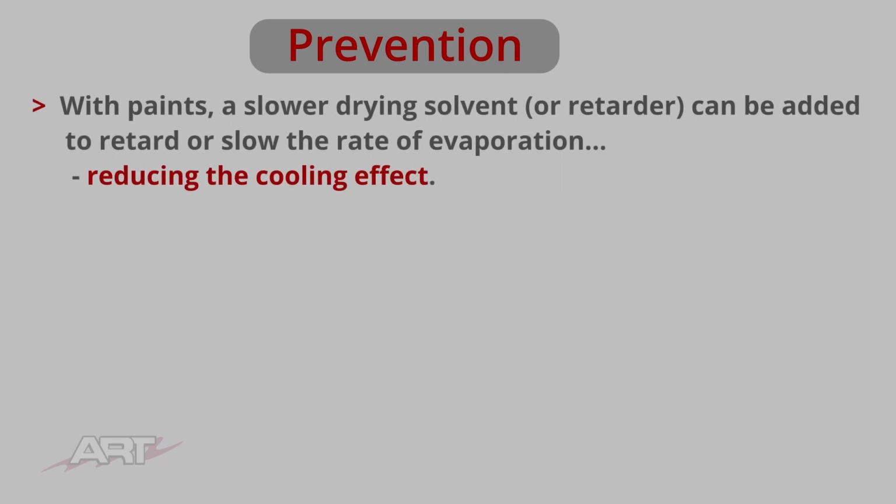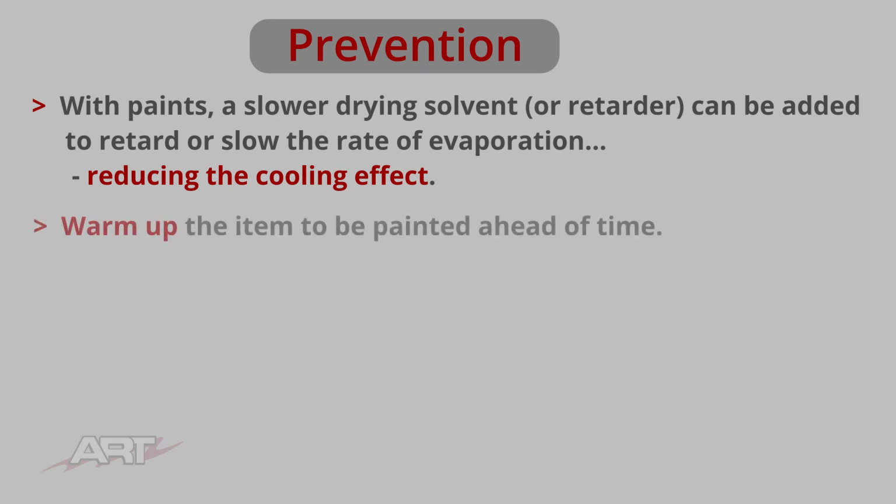With paints using an organic solvent, a slower drying solvent or even a retarder can be added to retard or slow the rate of evaporation, thus reducing the cooling effect. Reducers are often labeled as slow, medium, or fast. So when there is a risk of blushing, pick a slower reducer. Be careful when using a retarder because it dries so slow that it will make a glassy, too shiny finish. I did that on a rainy day on a dash about 40 years ago. We won't do that again. Of course, this first option on our list is not applicable to aerosols since we can't adjust the content.